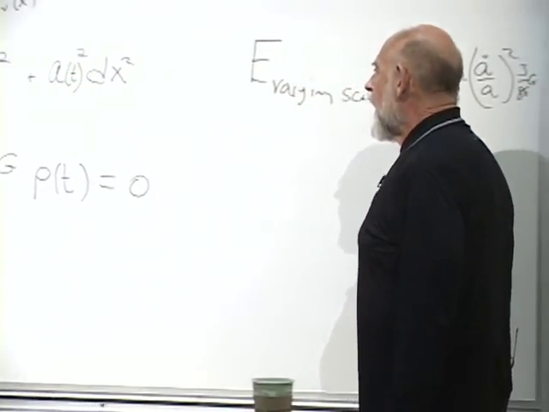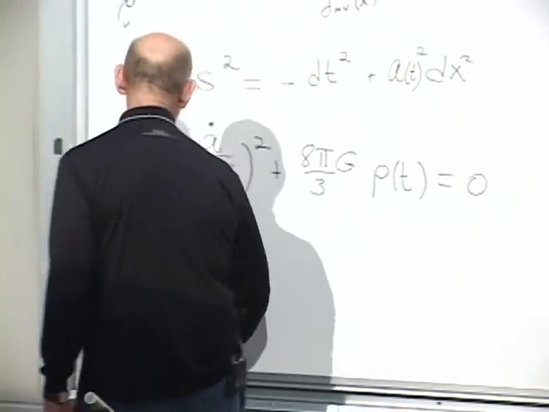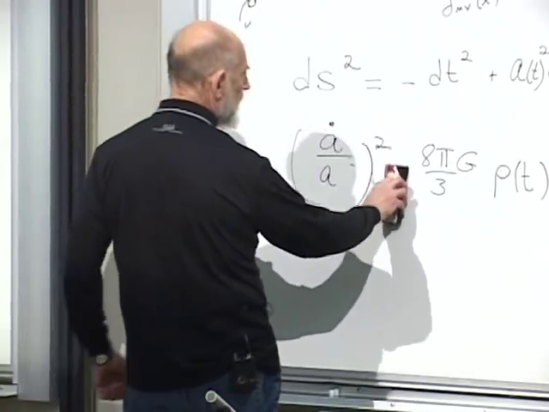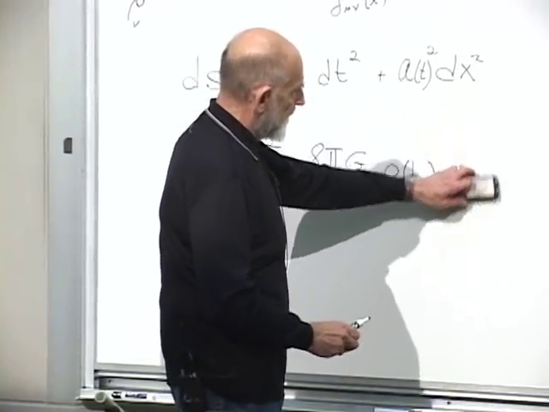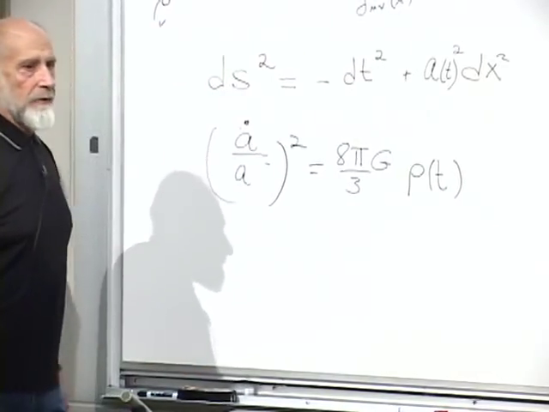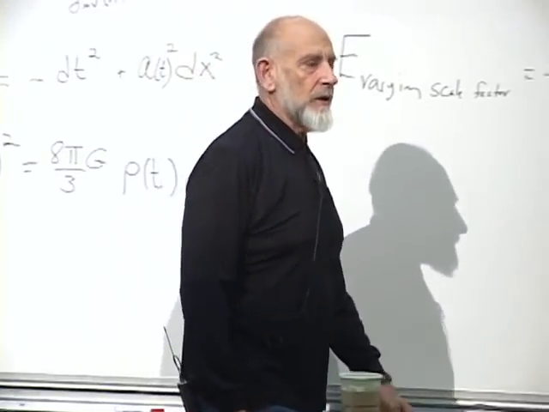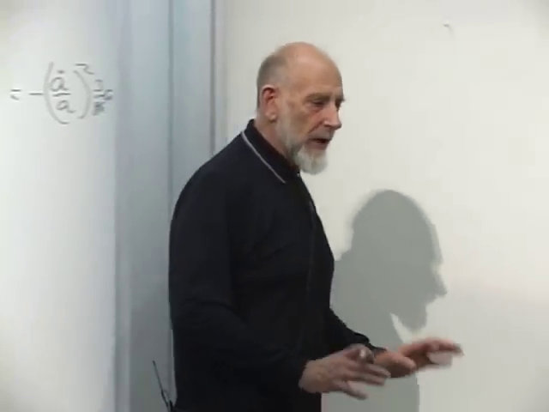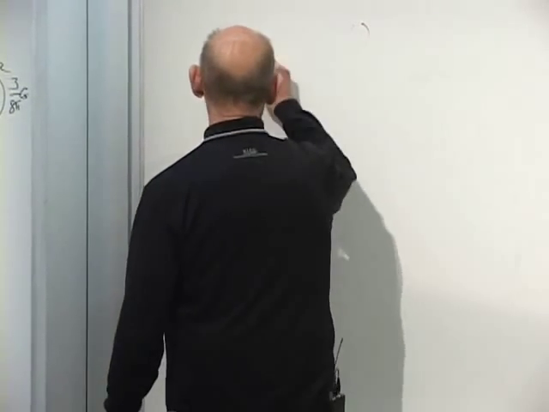Okay. Good. Let's put it back the way that it was. This equals this. Let's go a little further now. Let's ask what rho of t is like, what the time dependence of the energy density in the world is like. So let's come back to this box.